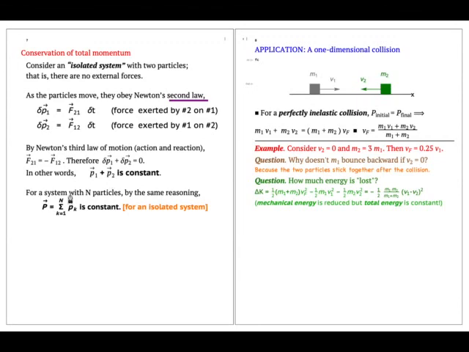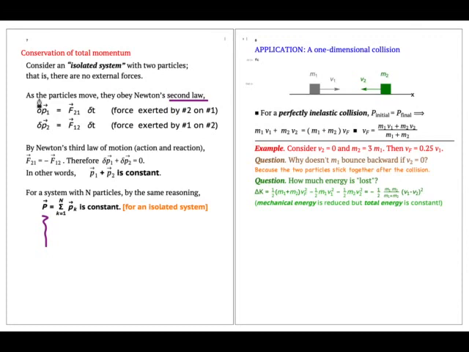Now, for a system with n particles, by exactly the same reasoning, the sum for k equals 1 to n of p sub k is constant. And we would call that the total momentum of a system of n particles. So that's conservation of total momentum.